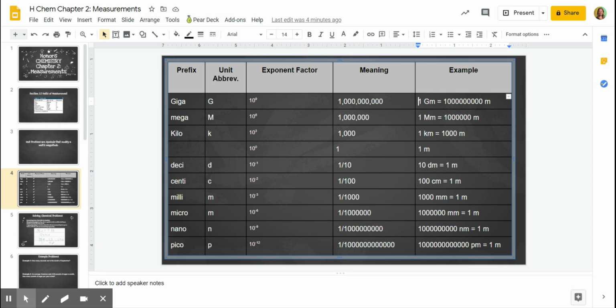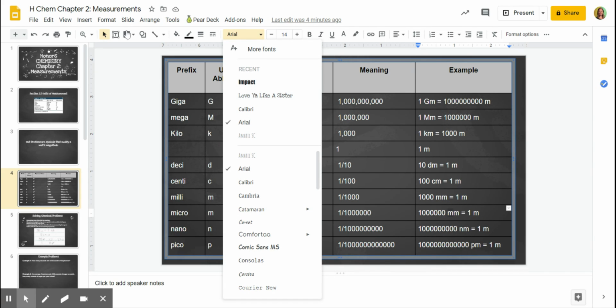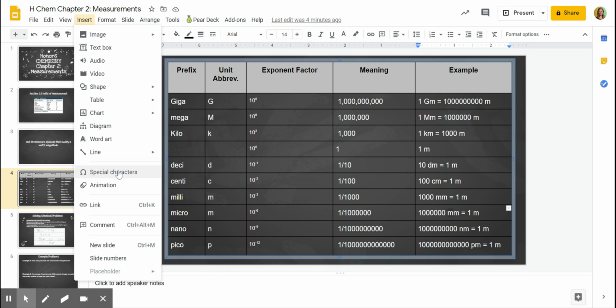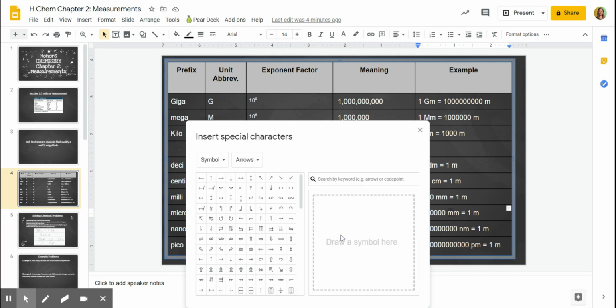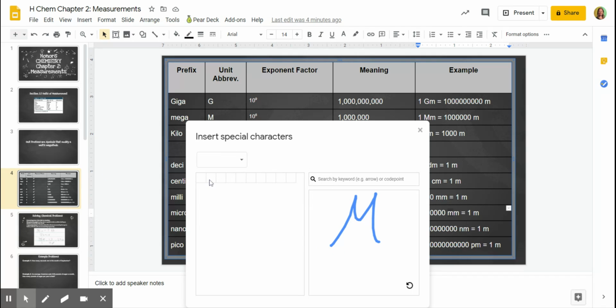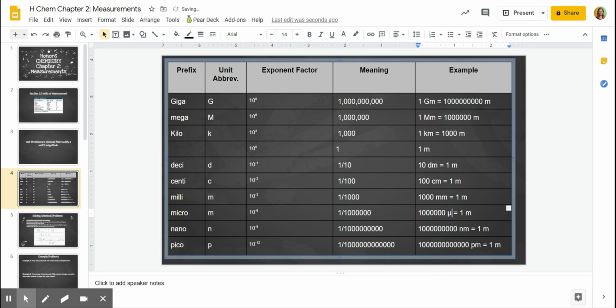Micro is a millionth. This is supposed to be the Greek symbol mu. Let's change that to symbols. Insert character. We want to make it a mu, which looks like that. There it is. Greek mu. Okay, so micro is this Greek letter mu, and that means that you have a million micrometers in 1 meter.